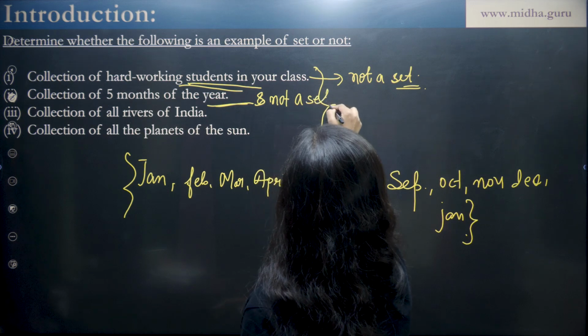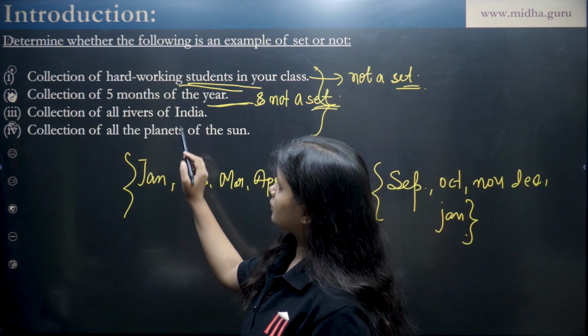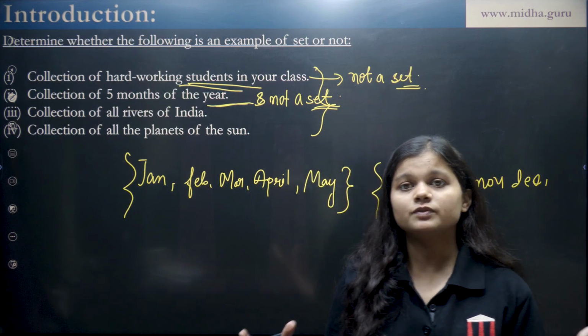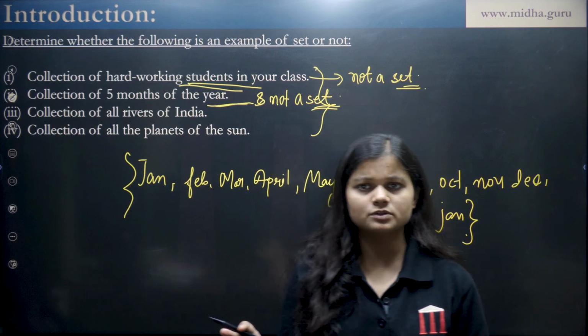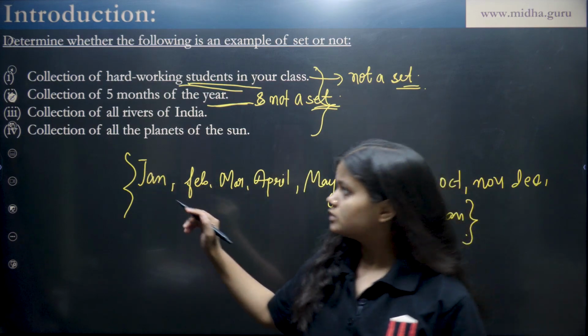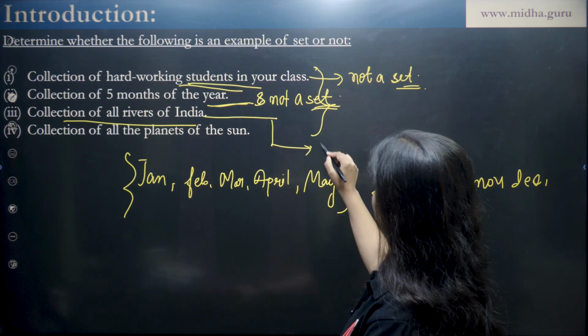Not a set. Right? Then the collection of all the rivers of India. Yes, the rivers of India. India has only a certain number of rivers. So, the collection of all the rivers. Is it well defined? Yes, it is well defined.